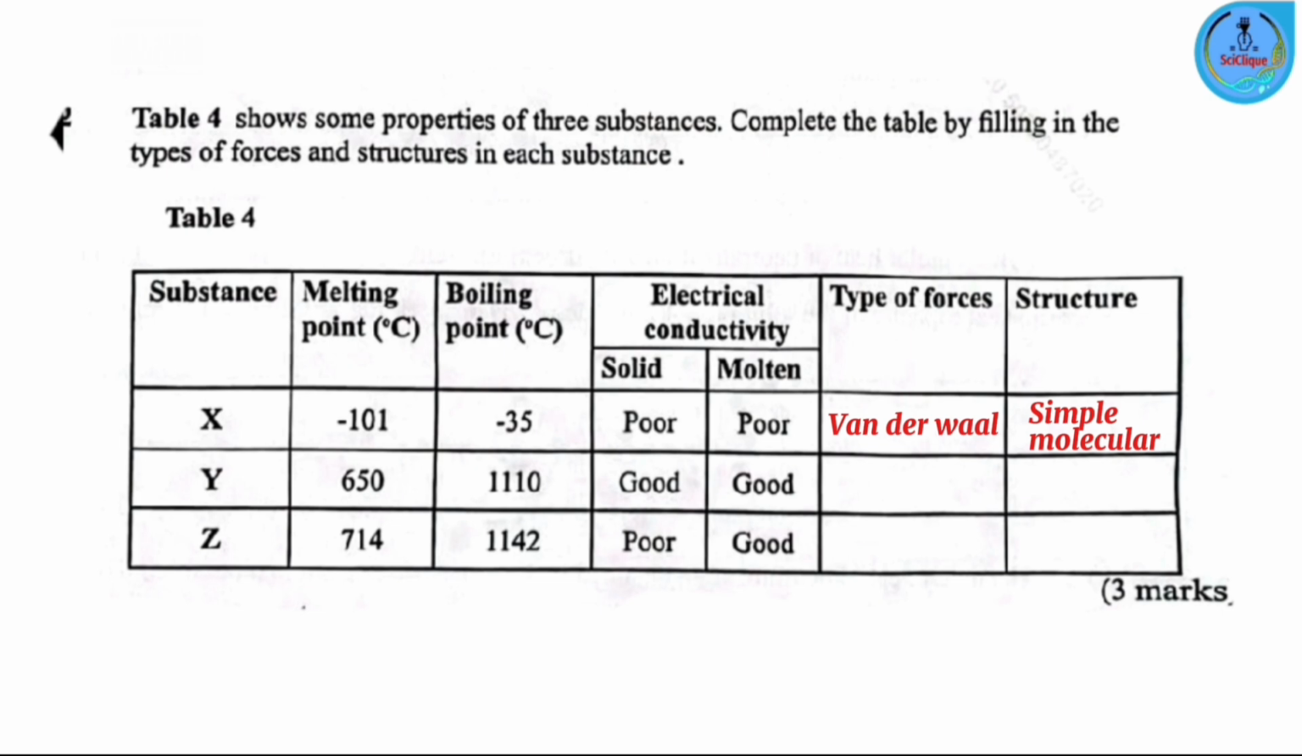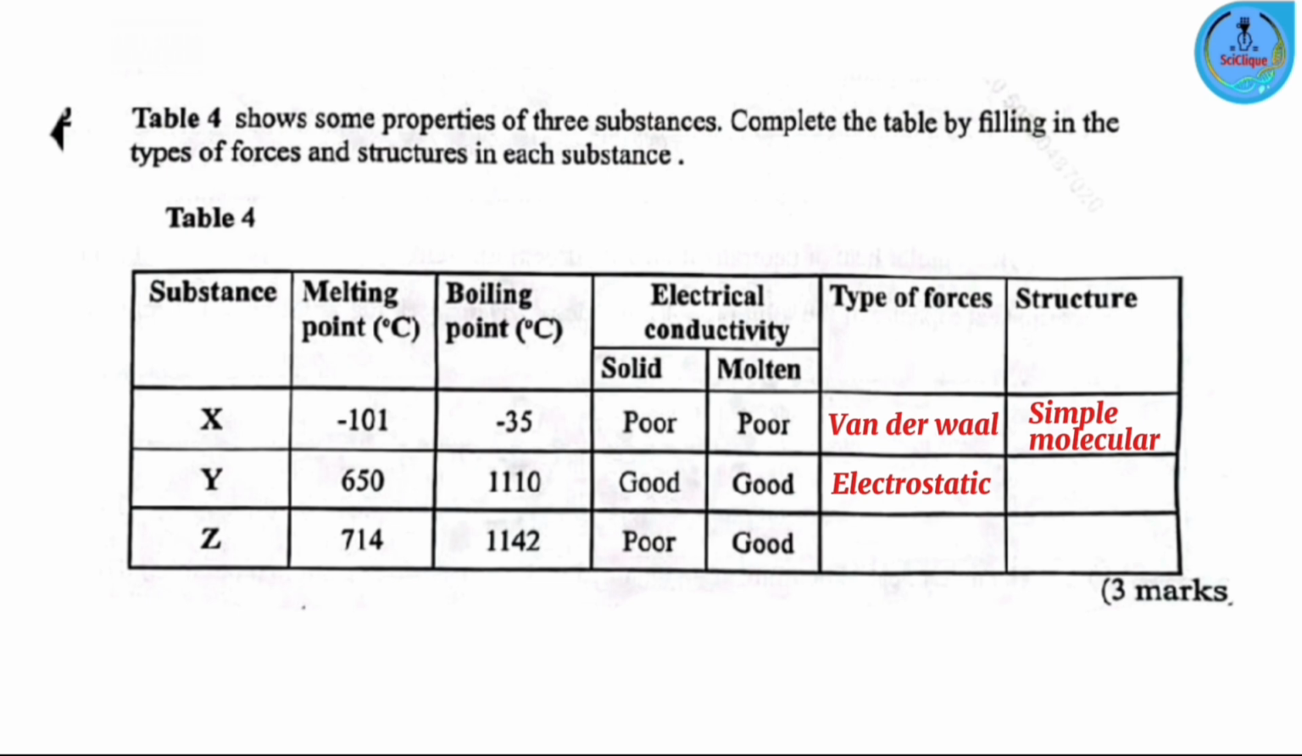So Y is a good conductor in both solid and molten state. This is a metal. So which type of force is present in metals? We have electrostatic force or the metallic bond. Now what is an electrostatic force? Electrostatic forces of attraction are those forces of attraction that are present between oppositely charged particles. Okay? So in the case of metals, you are going to have the nuclei being positively charged due to the presence of protons, right? Protons are positively charged, right? So nuclei overall are positively charged.